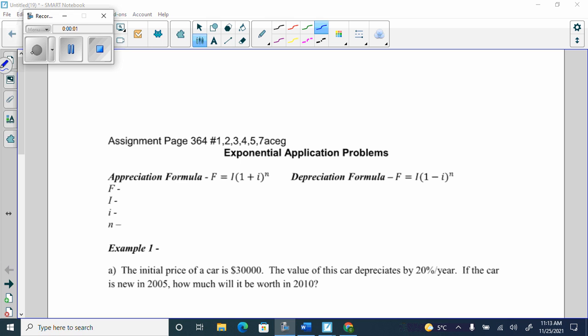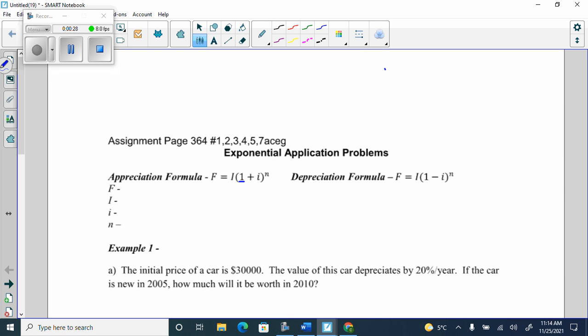Depreciation formula is F equals capital I, 1 plus lowercase i, to the n. And then depreciation is the exact same thing, but you're going to subtract the interest off. The reason why it's always a 1 is because 1 is just 100% in decimal form. People are like, what is that? It's a 1. That's all it is. And this just represents 100% of the initial value.